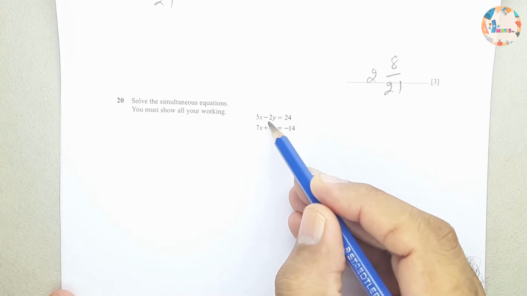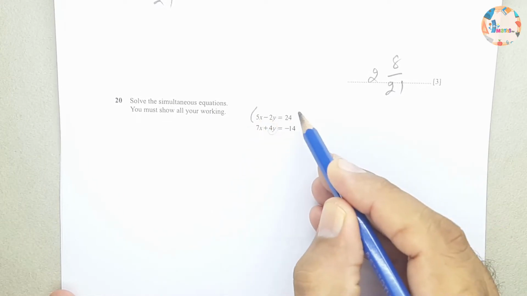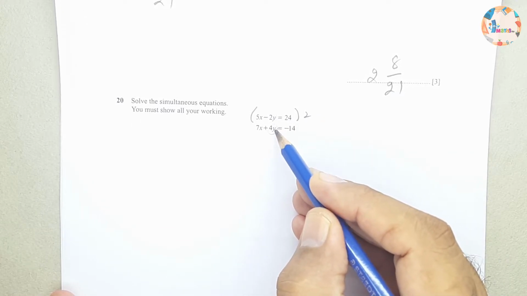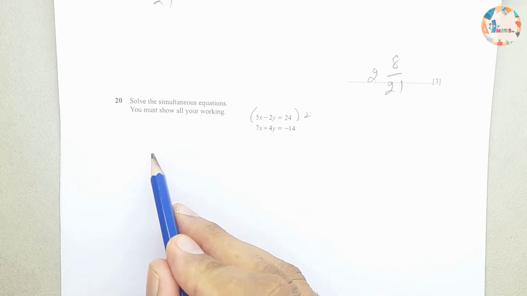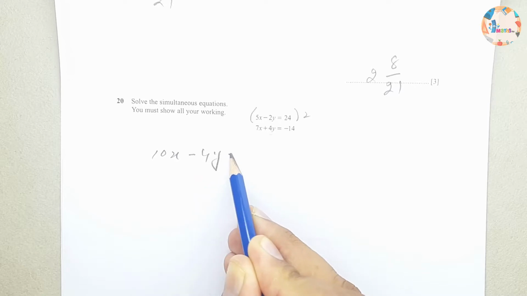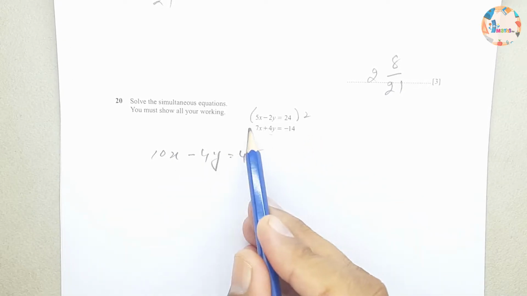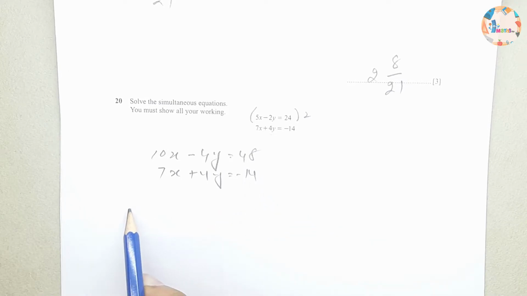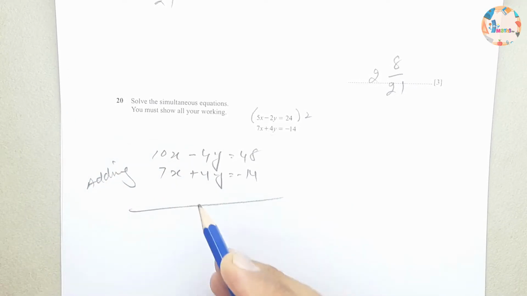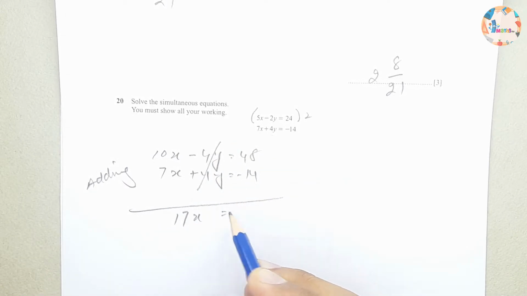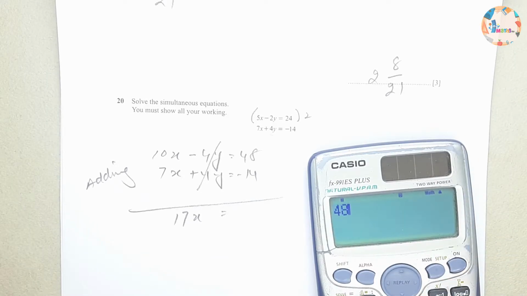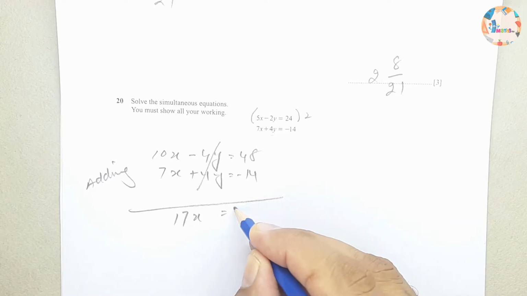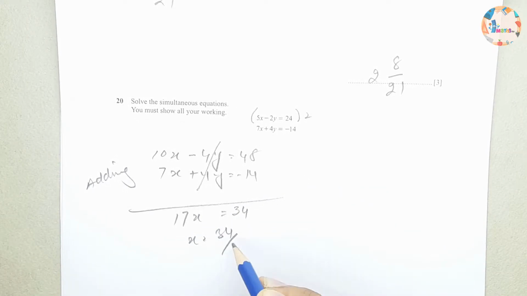Then question number 20 is simultaneous equations. If we check this carefully, this is minus 2y and this is plus 4y. If we multiply the first equation by 2, this will be 4y, and this one also 4y. So we multiply the first equation by 2, and this will be 10x minus 4y is equal to 48, and this will be 7x plus 4y is equal to minus 14. Now we can add them, and this will be cancelled. 17x is equal to 48 minus 14, which is 34. So x is equal to 34 over 17, which is equal to 2. So the x value will be 2.